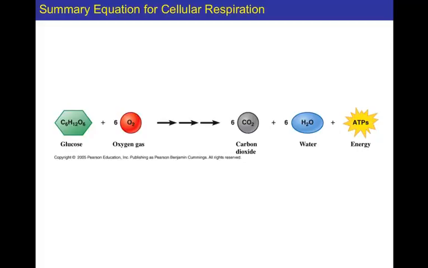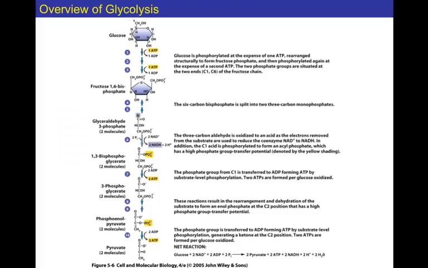Just as a reminder of the overall reaction in respiration, you start with glucose and it overall reacts with oxygen. And when you do that, you release energy in the form of ATP, and the glucose is broken down into carbon dioxide and water. So for one glucose molecule, you use up 6 oxygens, and you get back 6 CO2s and 6 molecules of water.